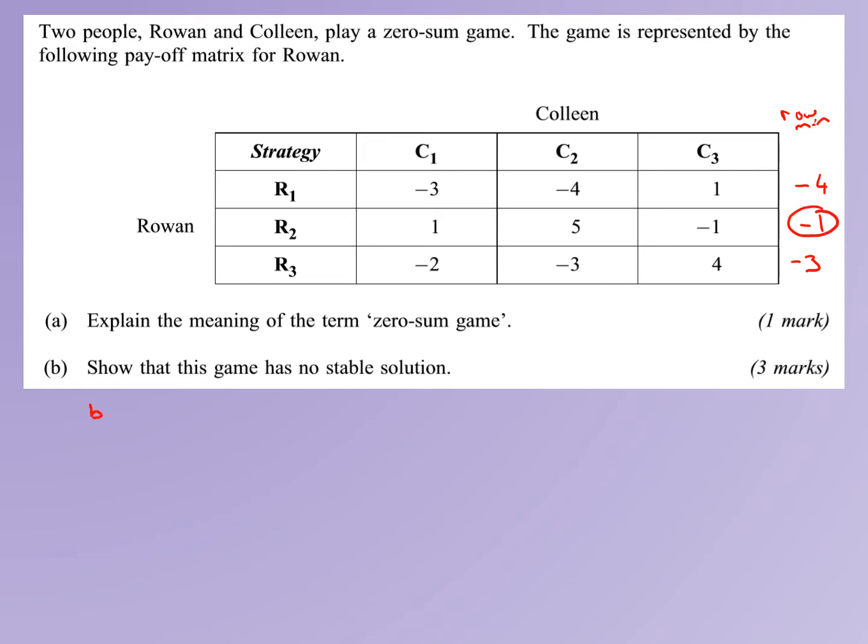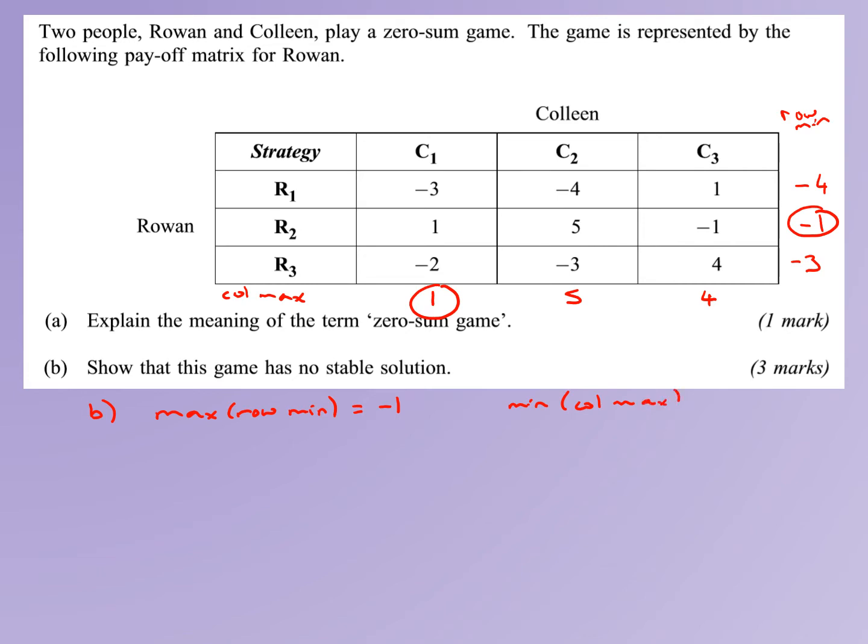So we would write max row min equals -1. We're then going to find the column maximum. That is the worst case scenario for each of the choices for the second player, in this case Colleen. So we've got 1, 5, 4, and here we want to find the minimum value, so we're going to circle that, that's 1. So that is the min col max.